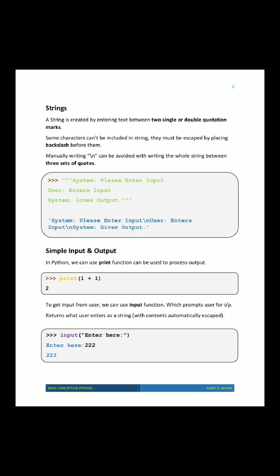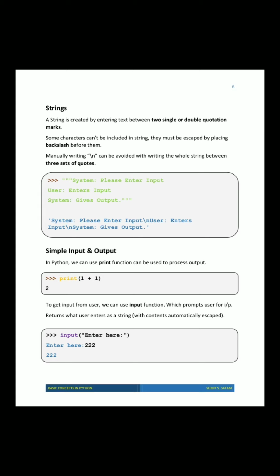Next is, if you want to insert a new line in a string, then we have to use a very special escape sequence, that is \n. You can check over here, some characters can't be included in a string. They must be escaped by placing a \ before them. So manually writing \, this is a backslash. It is not the division slash, it is a backslash.